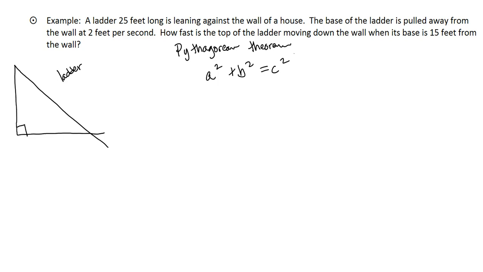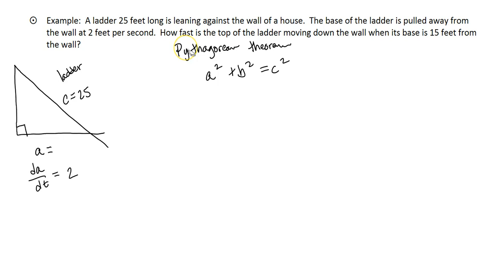Now again, this is something I do expect you to know. So the problem is telling us that the ladder is 25 feet long, and that is the side that's opposite the right angle. So that's my hypotenuse. So c is 25. The base of the ladder is pulled away from the wall at 2 feet per second. So this is the speed at which this is being pulled away from the wall. So this is the base of my ladder right here. And then I'm going to pull it away from the wall, meaning this distance is getting bigger. So if this is A, then dA over dt is going to be a positive 2 feet per second.